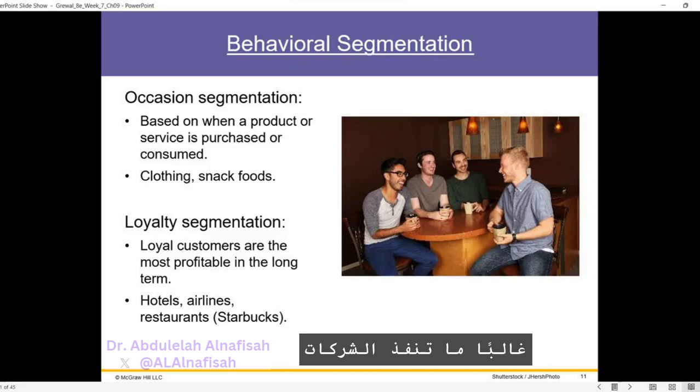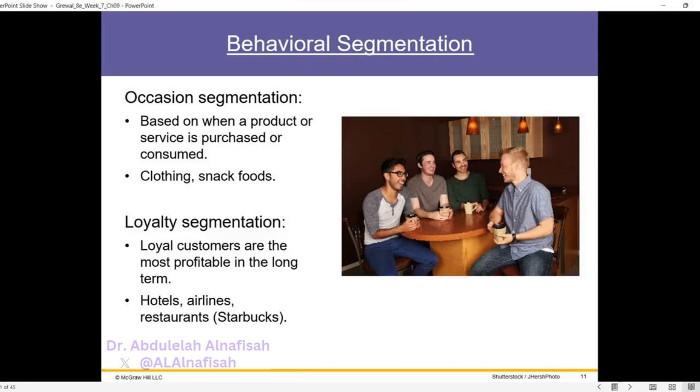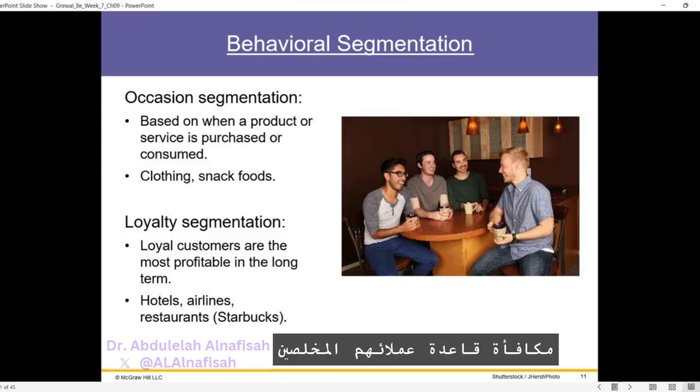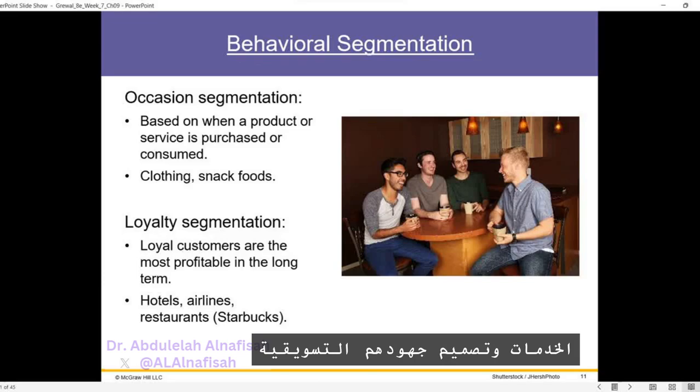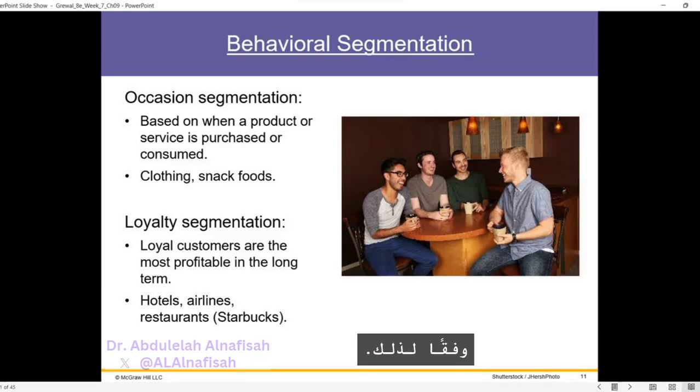Companies often implement strategies to attract new customers while also focusing on retaining and rewarding their loyal customer base through initiatives like special offers, loyalty programs, and personalized promotions. By utilizing behavioral segmentation, companies can better understand how customers use their products or services and tailor their marketing efforts accordingly.